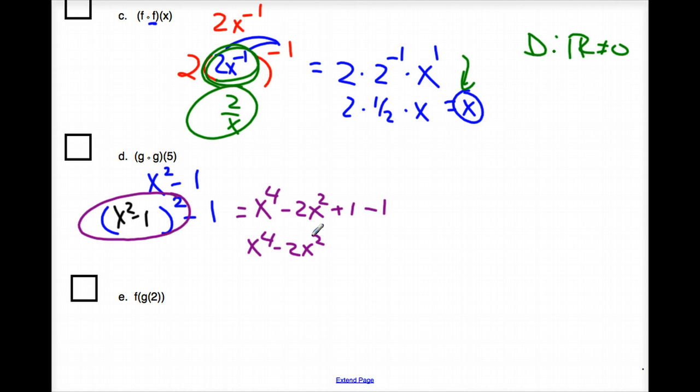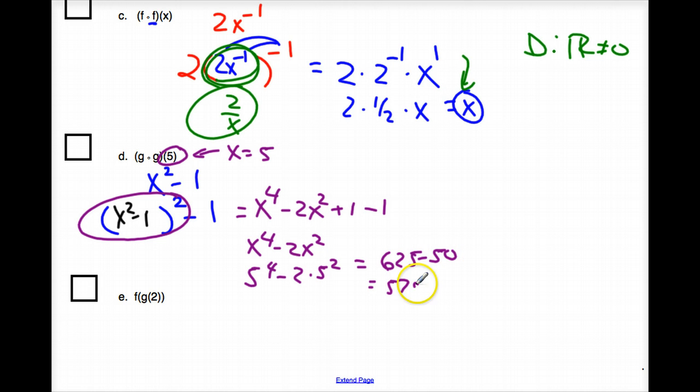So that's the first thing you do. You write yourself a note. Find g of g. Then all you're going to do is plug in x equals 5. So take these x's right here and plug in a 5. That'll give me 625 minus 50, 575. That's one way to get it.